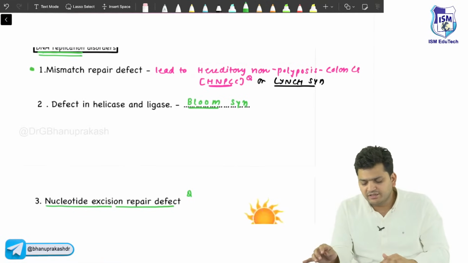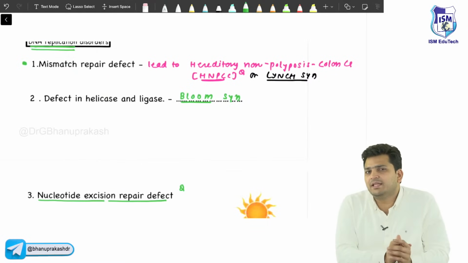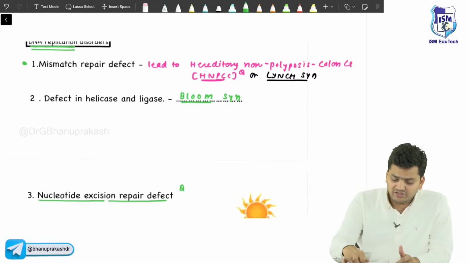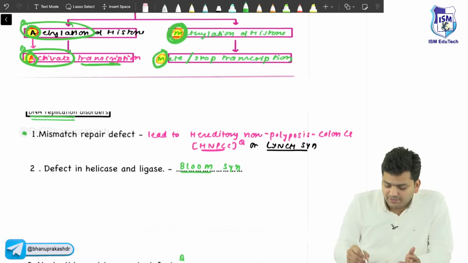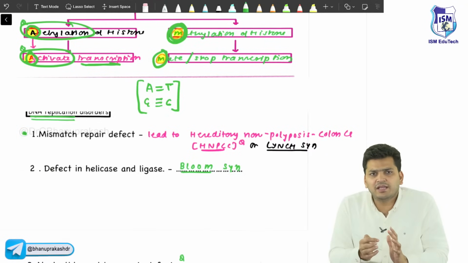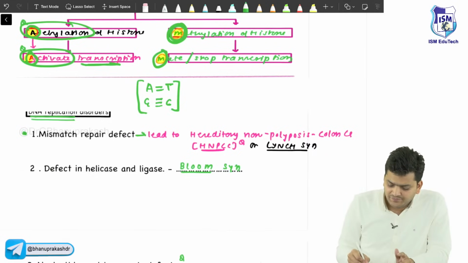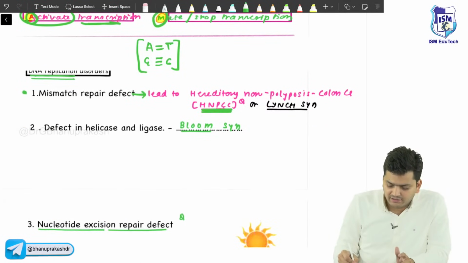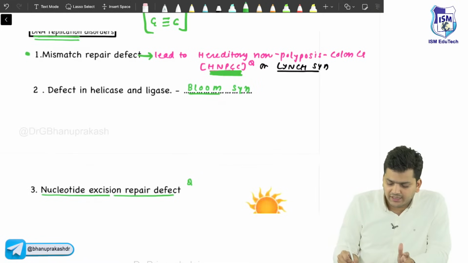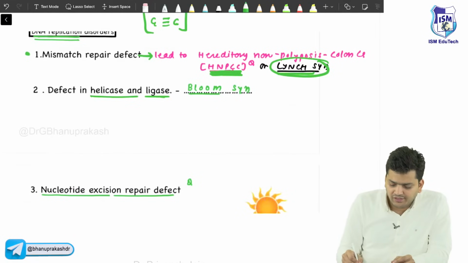Now, when you do the replication process, if by chance any mistake remains there, how will the mistake happen? Normally, A will pair with T and G will pair with C. Normally, this is how it happens. But by any chance, if a mismatch happens and that mismatch remains in the DNA, the patient will develop a disease called hereditary non-polyposis colon cancer. Mismatch repair defect will lead to colon cancer, that is called HNPCC. This HNPCC is also called Lynch syndrome. If there is a defect in the helicase or ligase, the patient will develop Bloom syndrome.